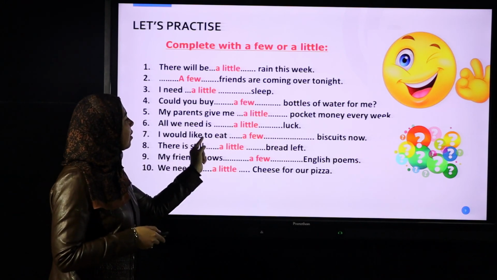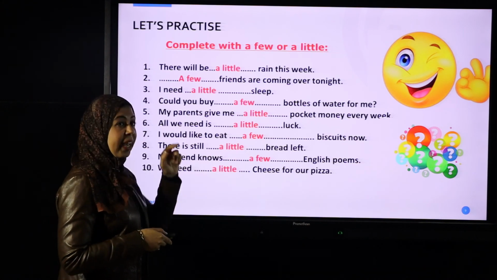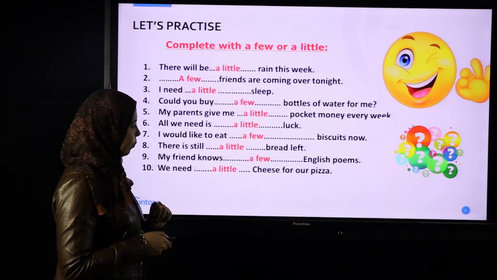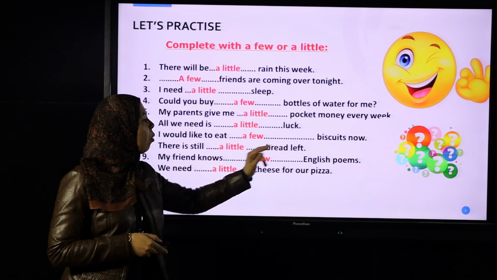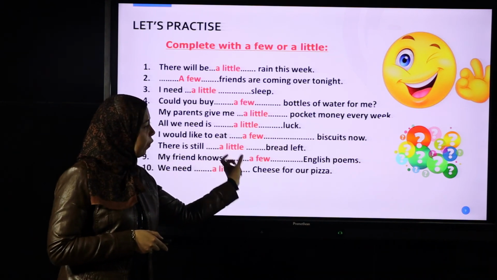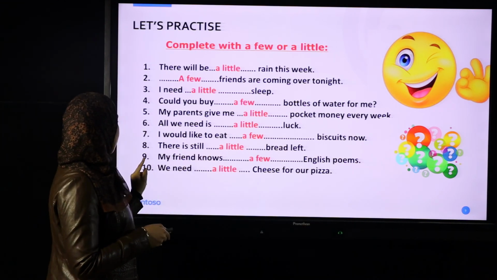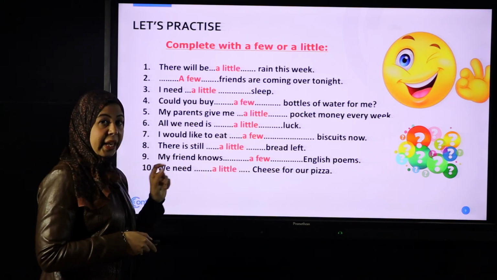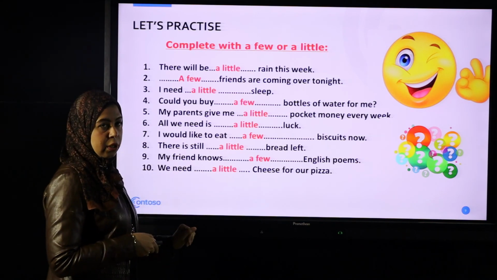There is still a little bread left. What should I use with bread? Can I count bread? No. So I used a little. My friend knows a few English poems. It means that he knows enough poems in English and he can count them. We need a little cheese for our pizza. Can I count the cheese? No, I cannot. So I used a little.